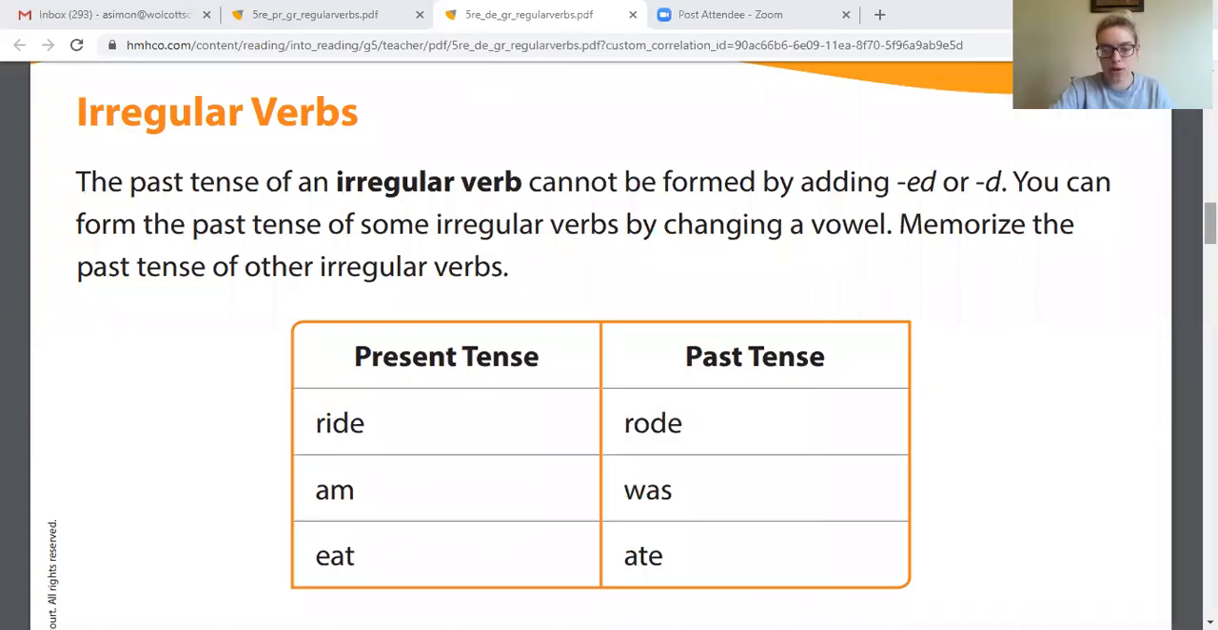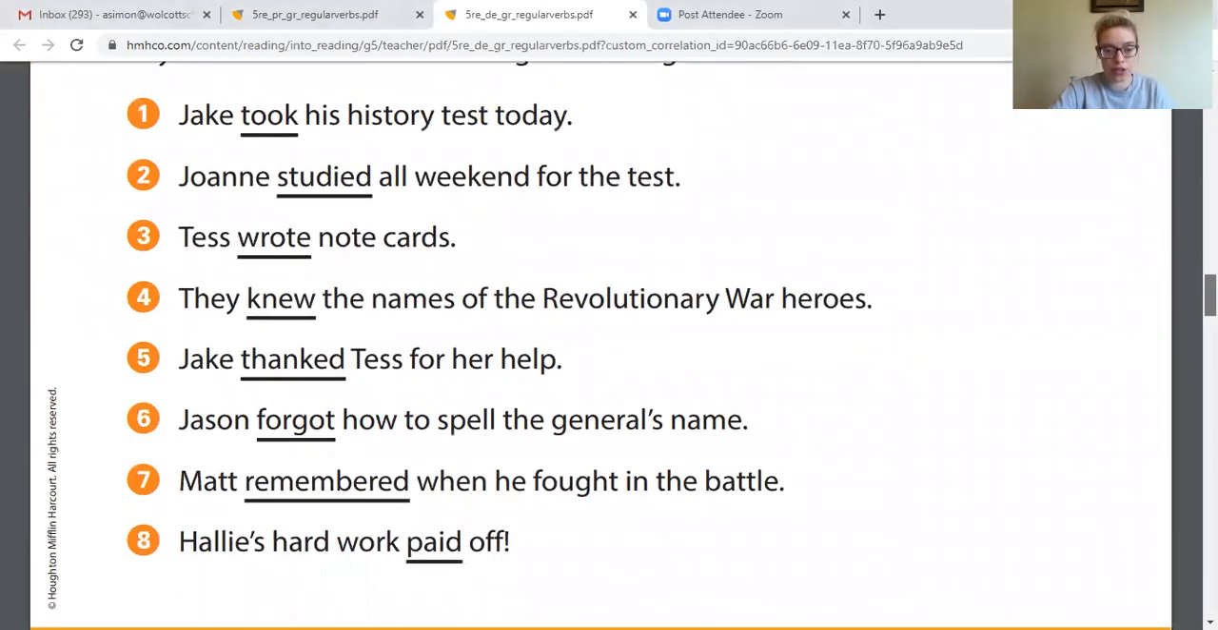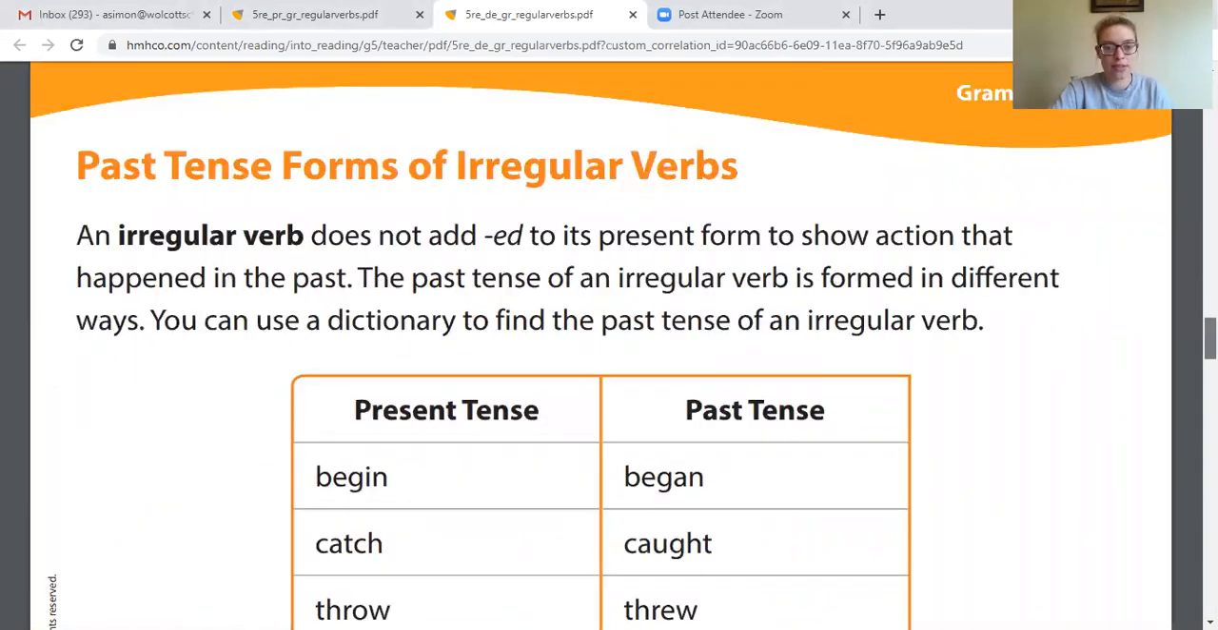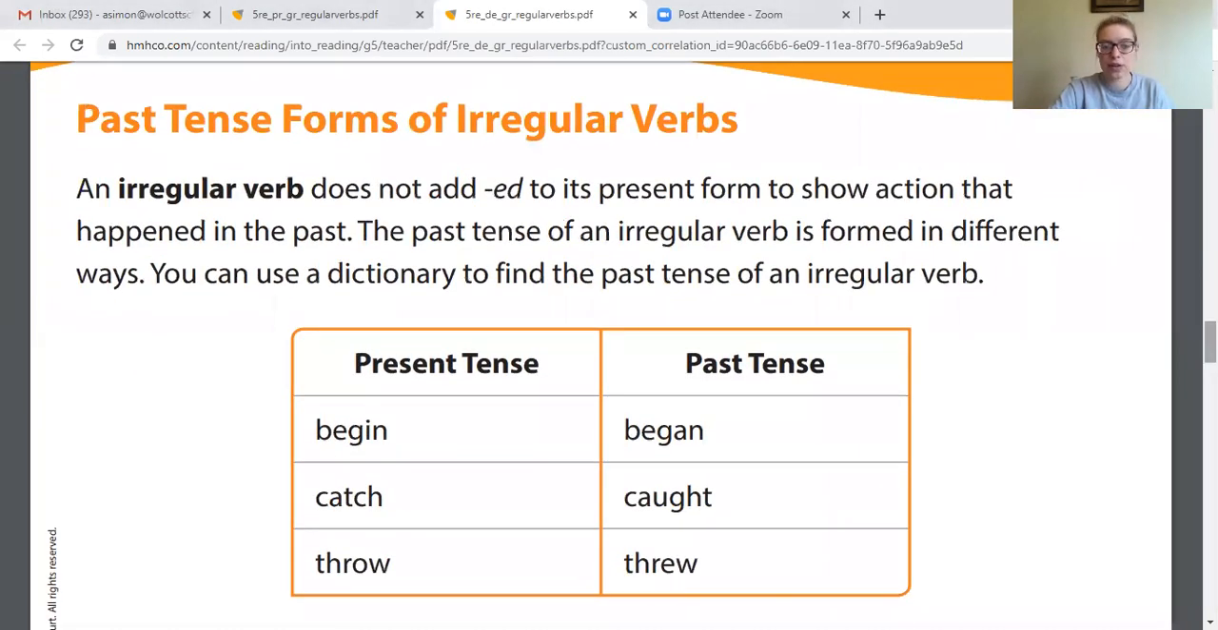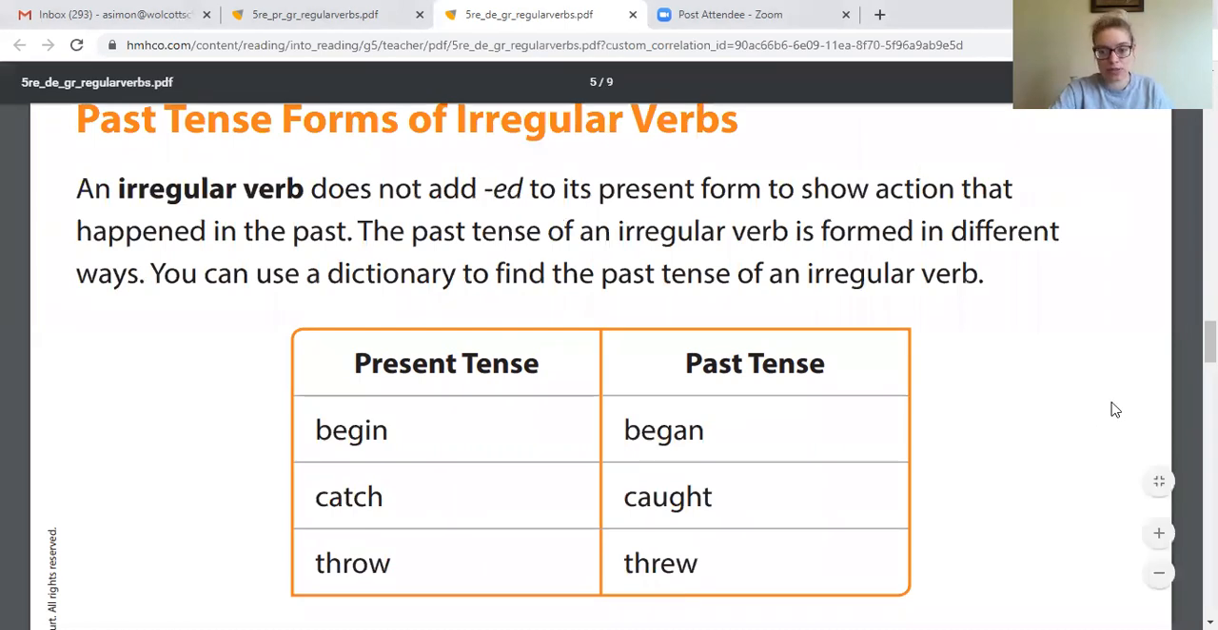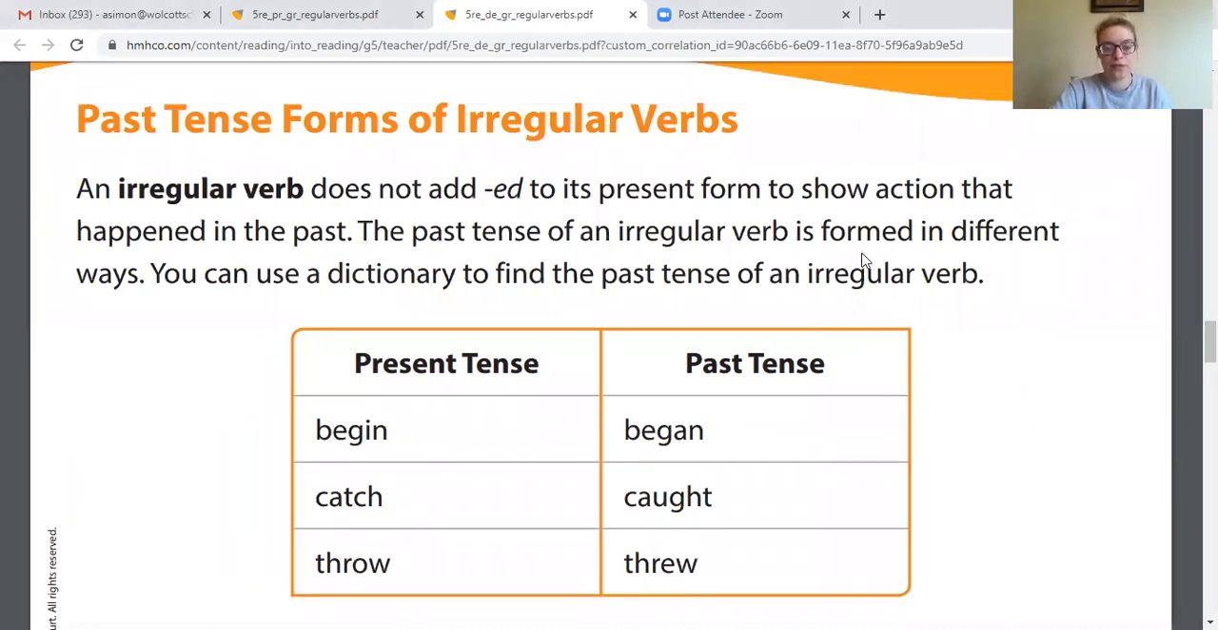Let me go back to this one. Okay, so this is what we just talked about, but there are more irregular verbs, right? The past tense forms of irregular verbs: an irregular verb does not add ed to its present tense. We just went over that. So the past tense of an irregular verb is formed in different ways. You can use a dictionary to find the past tense of an irregular verb. Again, we're just memorizing them. There's no real rule to it.